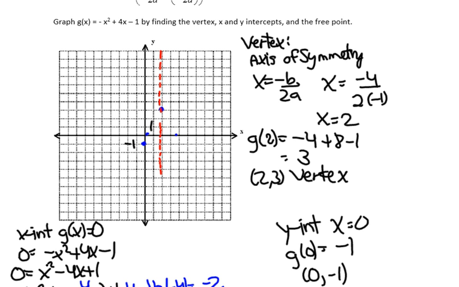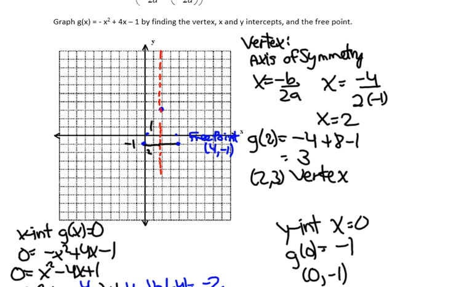Now, easy to do. From the y-intercept to the axis of symmetry is 2. I'm going to go 2 in the other direction. And that leaves me with this particular point here. That point is what is called the free point. And the free point in this particular case is (4, -1).